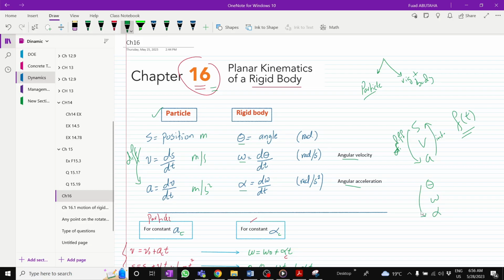If we need to go this way, we differentiate. If we need to go back, we integrate. So it is similar to before, but we call them theta, omega, and alpha. Omega, instead of velocity, we call angular velocity. Instead of acceleration, we call it alpha, which is the angular acceleration.